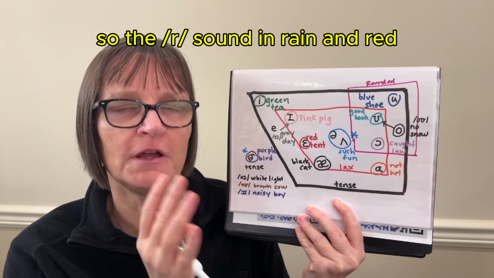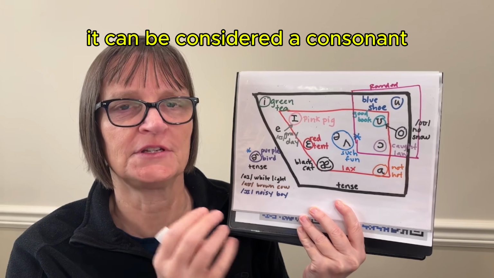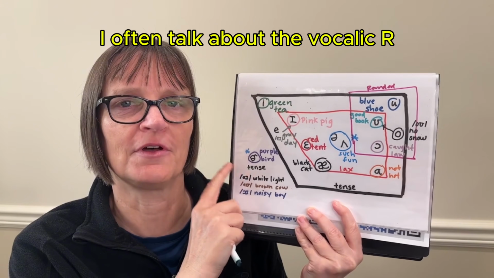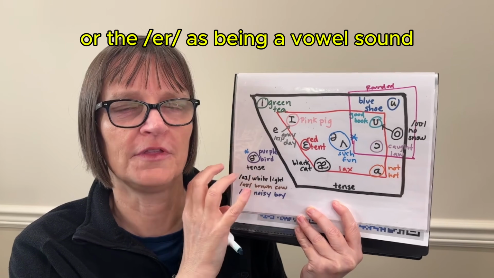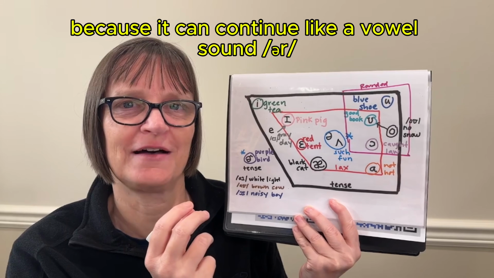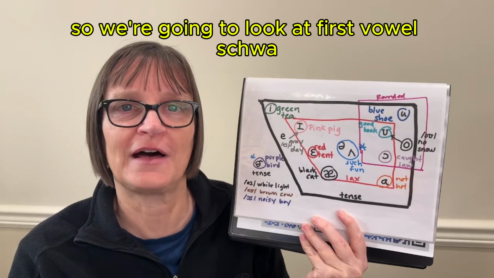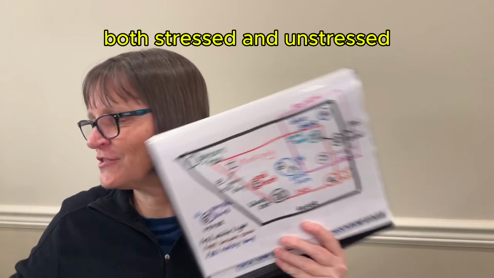So the r sound in rain and red can be considered a consonant. I often talk about the vocalic R as being a vowel sound because it can continue like a vowel sound. So we're going to look at first vowel schwa, both stressed and unstressed.